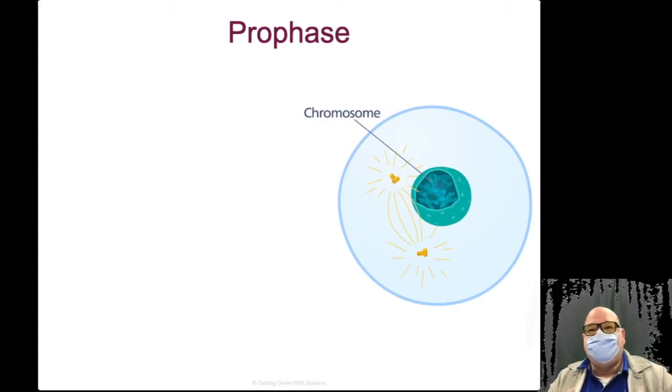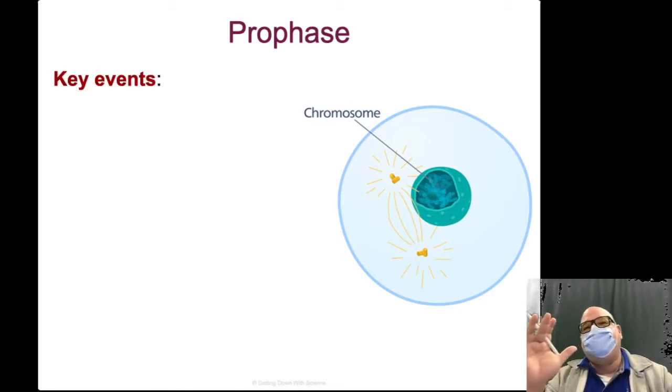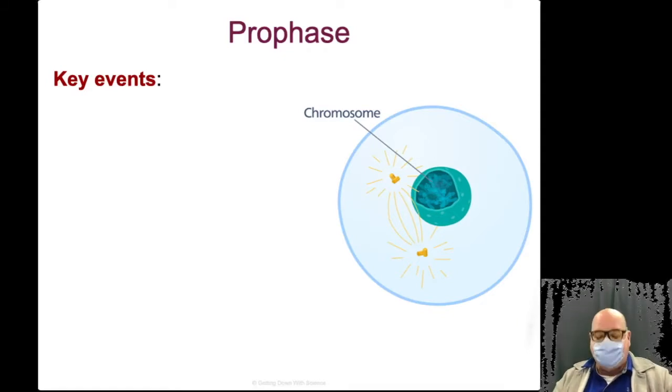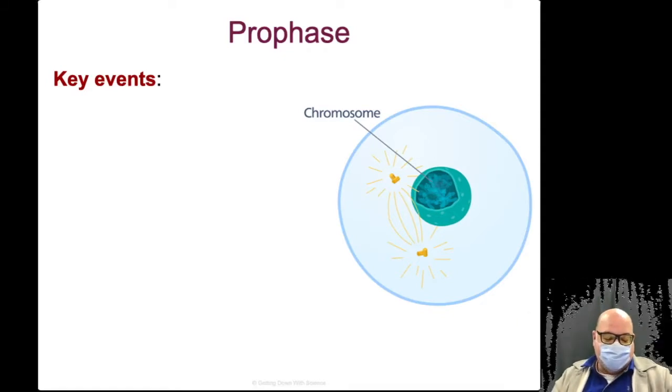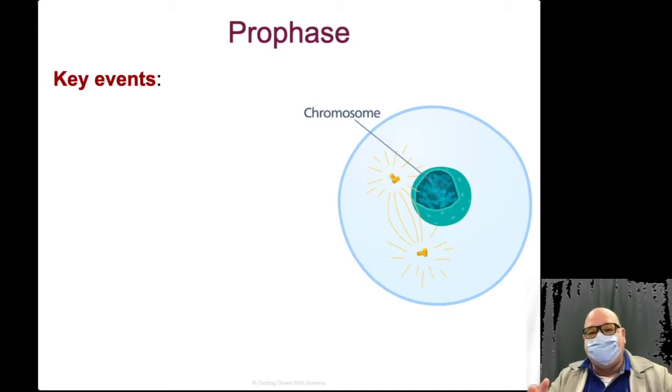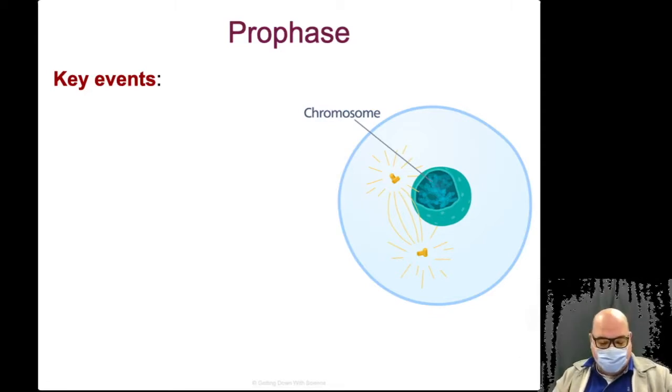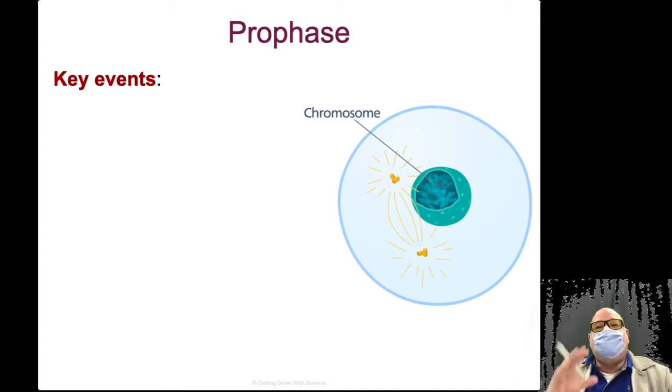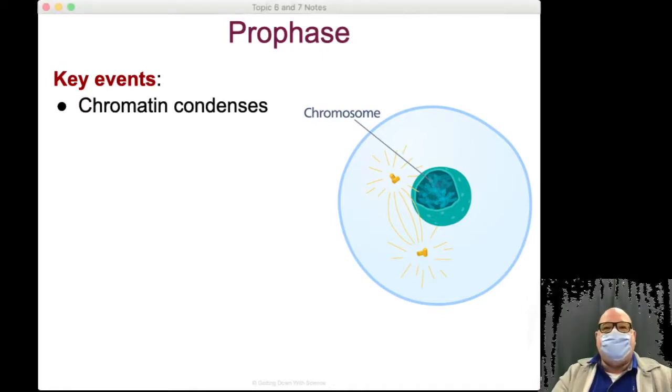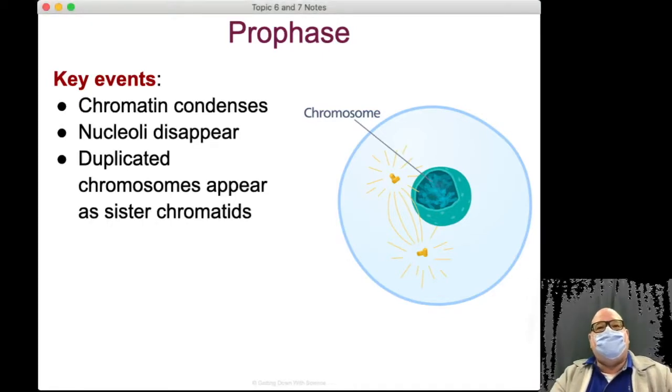The first of these phases is prophase. Let's look at what you see. What are the big key events of prophase? This is a get ready phase. The chromatin condenses. This is basically, let's pack for the trip. This is the DNA coiling up into chromosomes, and you see the nuclear membrane start to break down. We're going to see these sister chromatids start to appear.